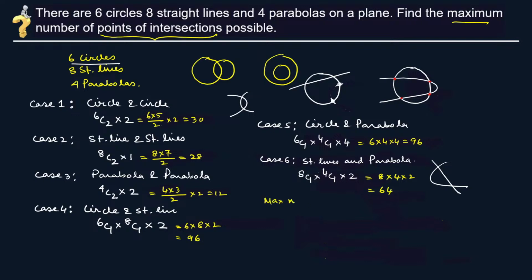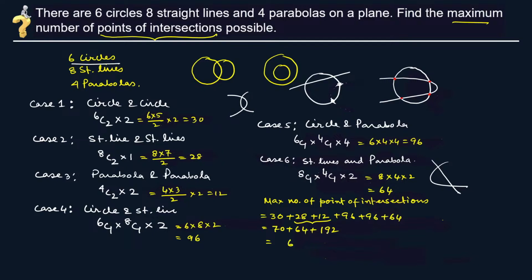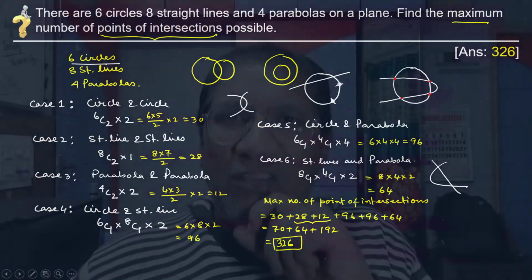Therefore, the maximum number of points of intersection will be nothing but adding all those cases, that is 30 plus 28 plus 12 plus 96 plus 96 plus 64. So how much is it coming? This thing gives us 40. 40 and 30, that is 70. 70 plus the last one, 64, and this is 192. So we are actually getting 326. Am I correct? So the total or maximum number of points of intersection that you are going to have is 326. Is it clear to everyone?